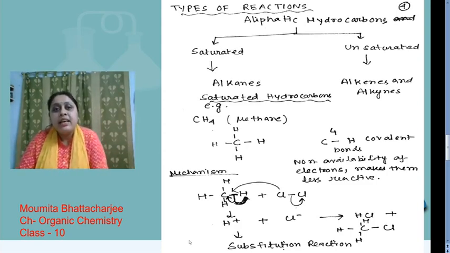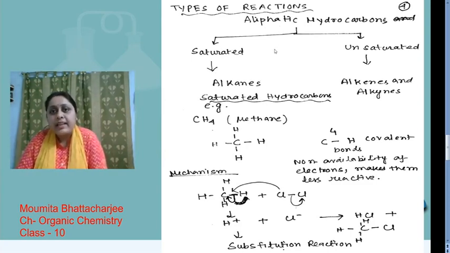Next slide is regarding the types of reactions. Before that, in the previous class also I have said that aliphatic hydrocarbons are classified as saturated hydrocarbons and unsaturated hydrocarbons. Saturated hydrocarbons, examples are alkanes, where we have only carbon-carbon single bonds. Unsaturated hydrocarbons, examples are alkenes and alkynes, where we have double bonds and triple bonds.